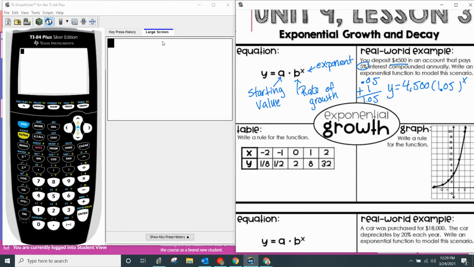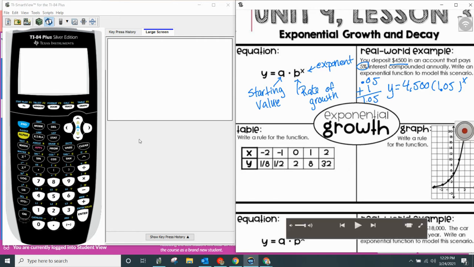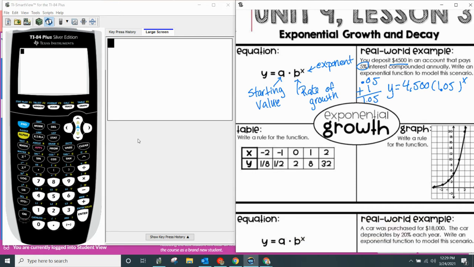Okay, so look at this table. It says write a rule. So they want to know, okay, here's my table. What's the rule? Now, you could use stat edit, put these values in stat edit. But we know it's exponential if we can look at our y values and see if they're changing by multiplying by some number. So I could think, well, how do I get from 1/8 to 1/2? How do I get from 1/2 to 2? How do I get from 2 to 8 and 8 to 32?